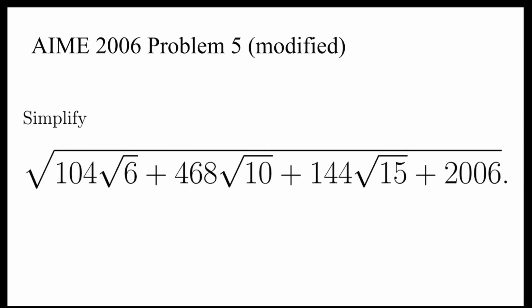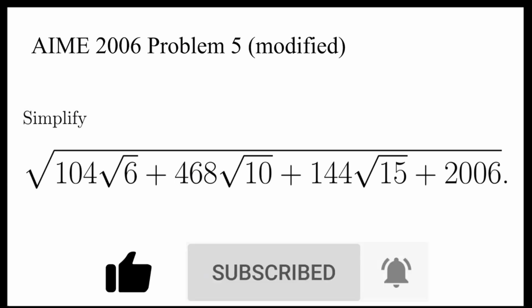In this video, we are going to look at a modified problem from the AIME, which is to simplify the square root of 104 times root 6 plus 468 times root 10 plus 144 times root 15 plus 2006. Pause the video, give it a try, and resume when you're ready.